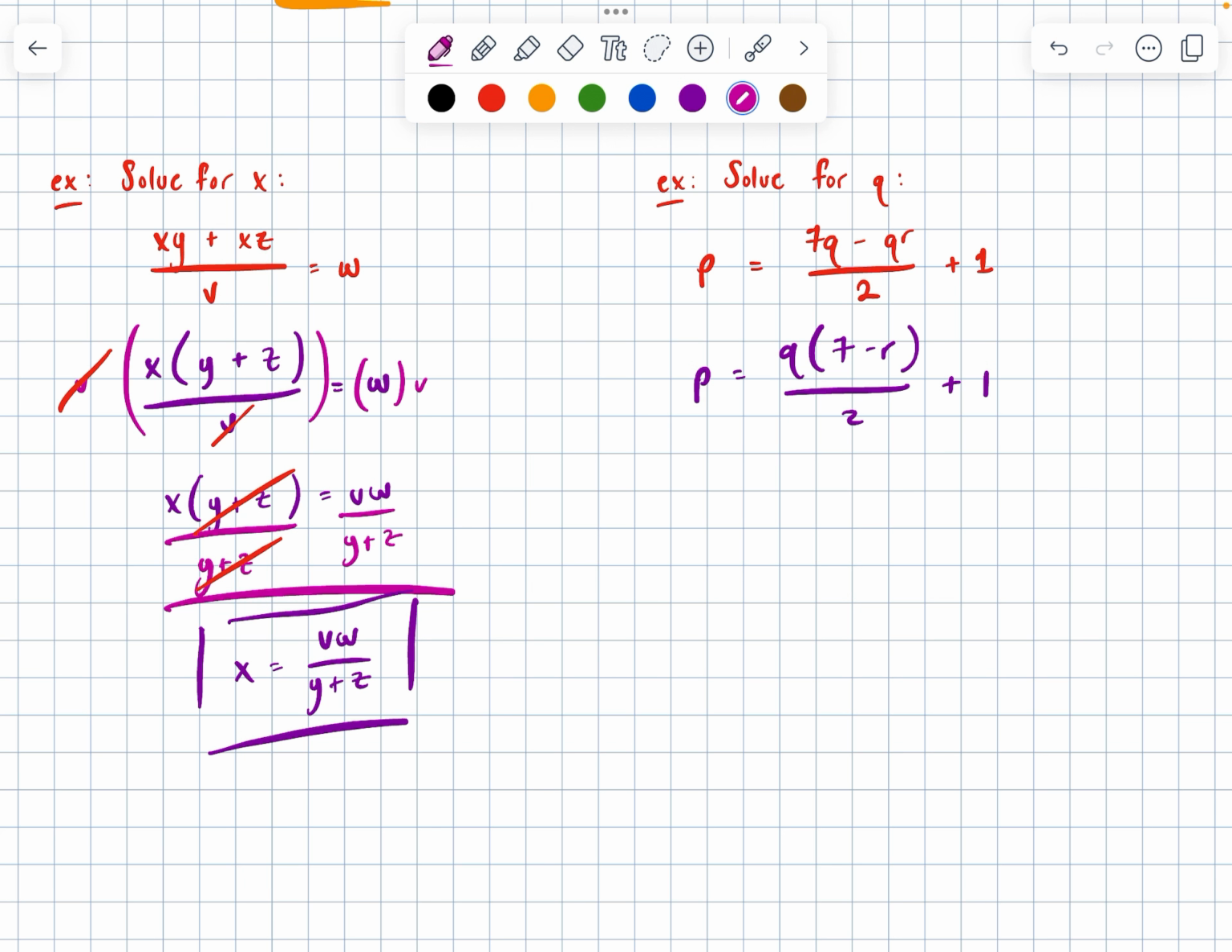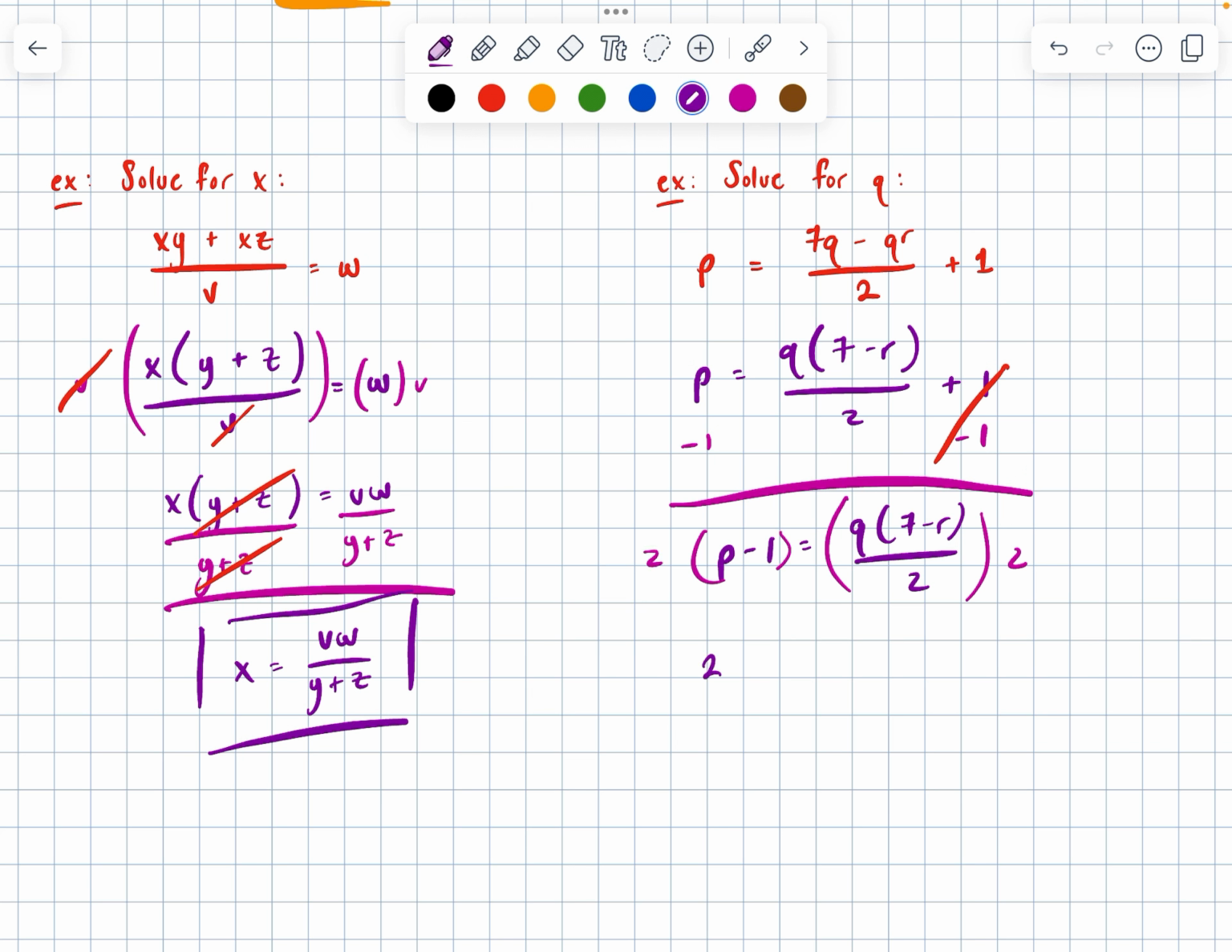So now I want to get q by itself, reverse order of operations, SAD map. In this case, plus 1 is going to be the easiest thing to get rid of first. So I'll subtract 1 from both sides. On the right side, they undo each other. I've got p minus 1 on the left equals q, parentheses, 7 minus r over 2. Well, now I want to get rid of that 2 next, probably. Let's multiply both sides by 2 to undo it. So I've got 2 parentheses p minus 1.